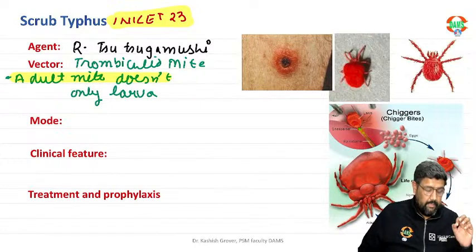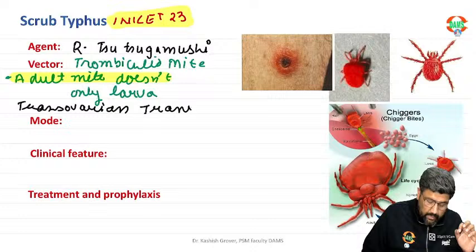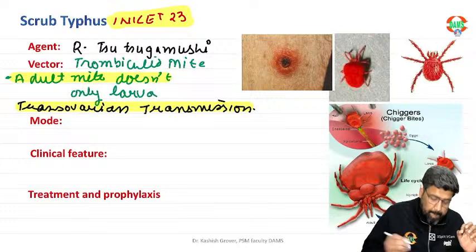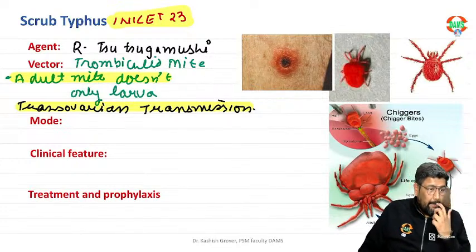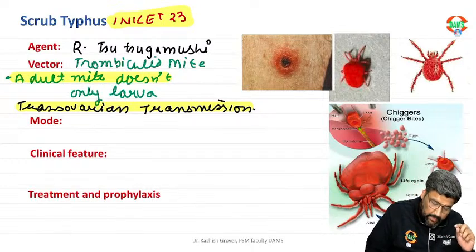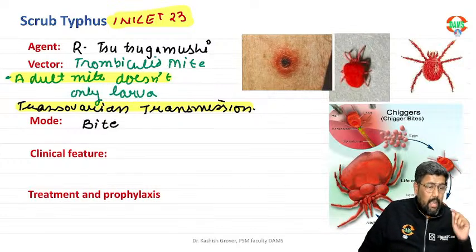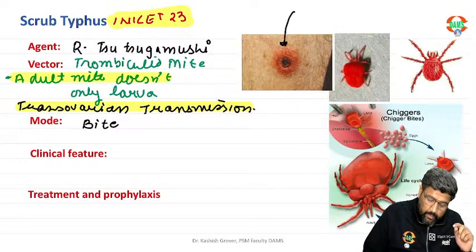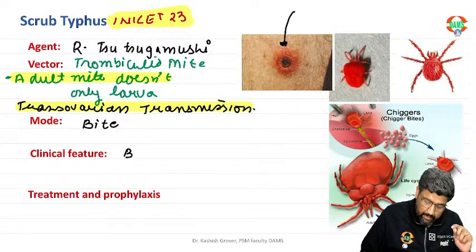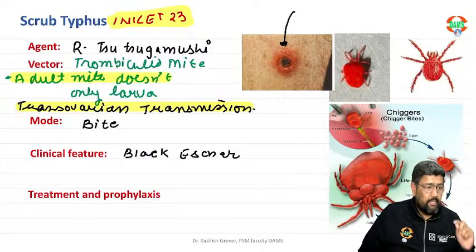Only larva which spreads. And also a very important point, trans-ovarian transmission is seen in this. Now coming to mode, the mode is only the bite. Where it is biting, there is a black eschar. There is black eschar.